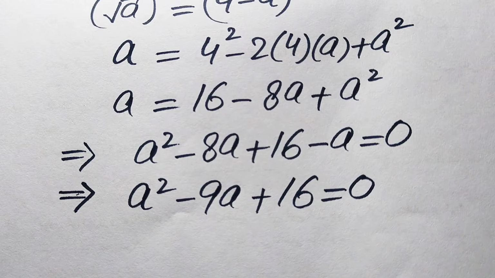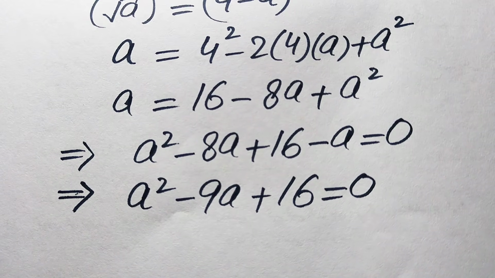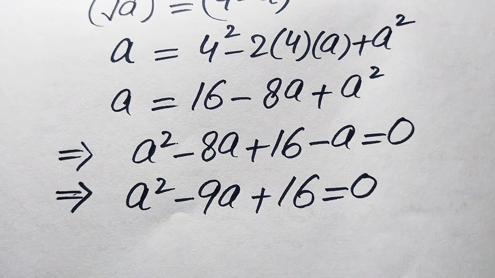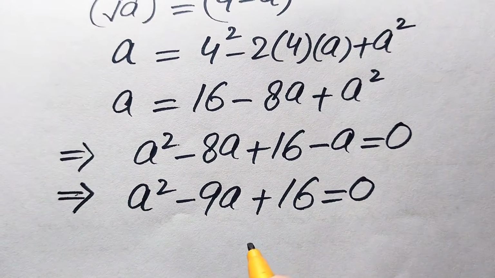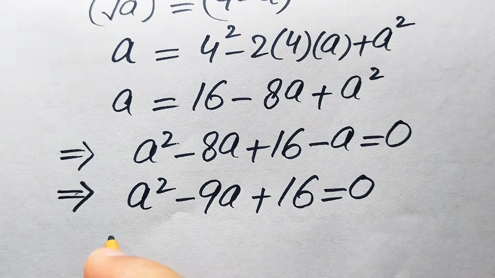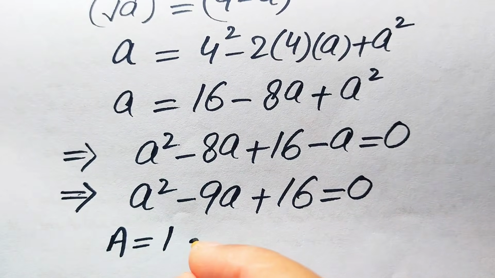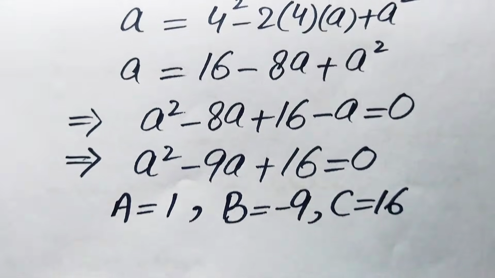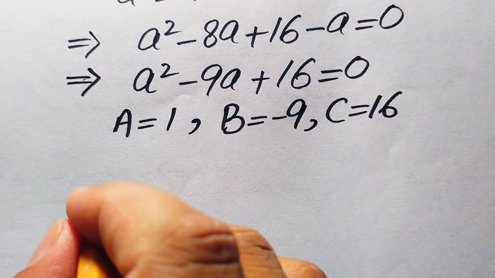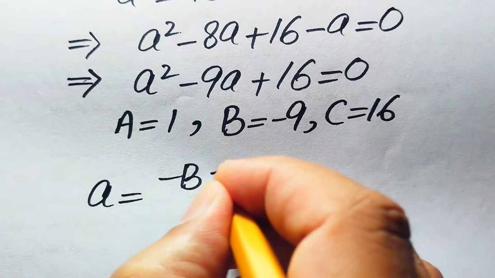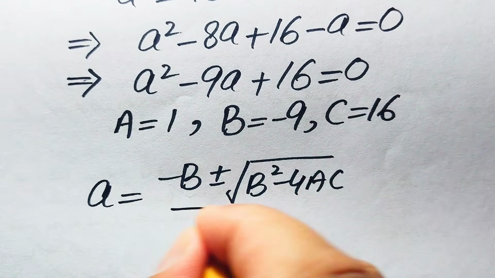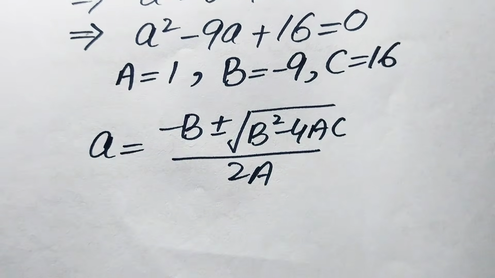Here we know that there are three methods to solve a quadratic equation. The first method is factorization, the second is completing the square, and the third is applying the quadratic formula. Here we use the quadratic formula to solve this quadratic equation. For this we first write the coefficients of this equation: a equals 1, b equals minus 9, and c equals 16. And we state the quadratic formula as a equals minus b plus or minus the square root of b squared minus 4ac, divided by 2a.